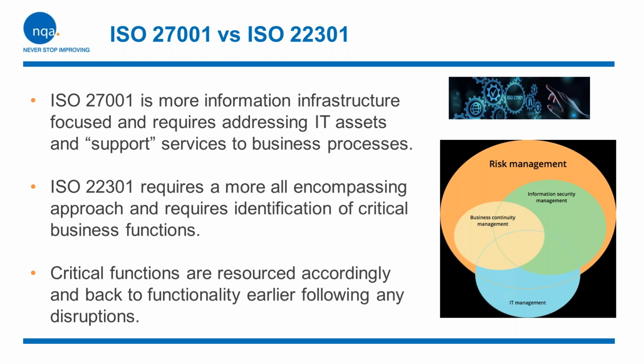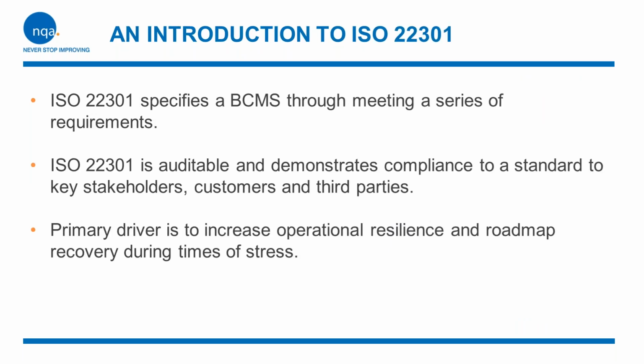But what is 22301? Let's take a look at that. As stated in 22301, at the very first clause, the intended purpose of this standard is to enable organizations to protect against, reduce the likelihood of the occurrence of, prepare for, respond to, and recover from a disruption when they arise. And they do this by the establishment and improvement of a business continuity management system, BCMS.